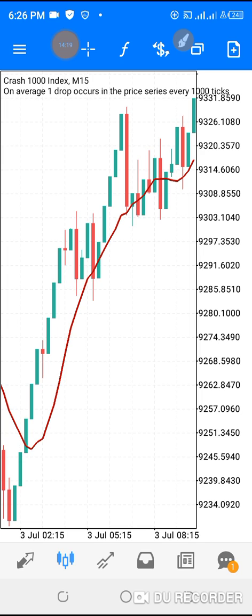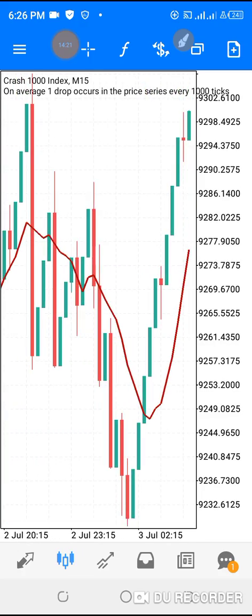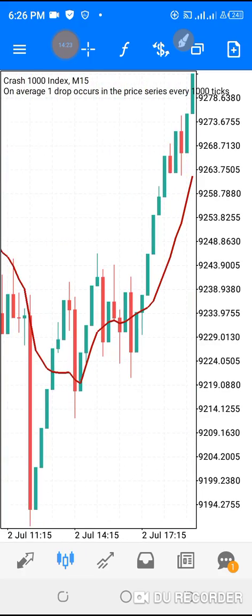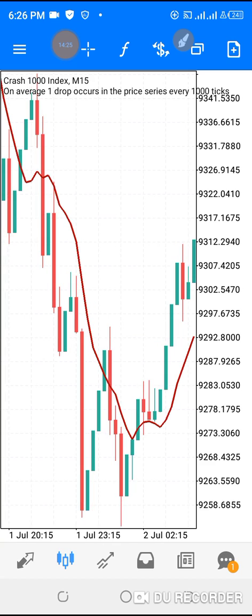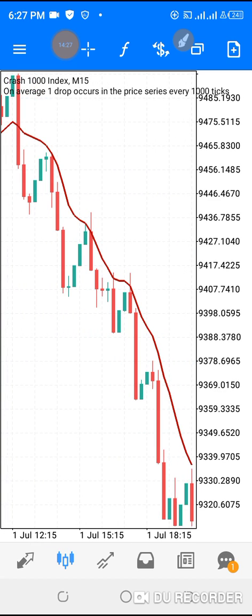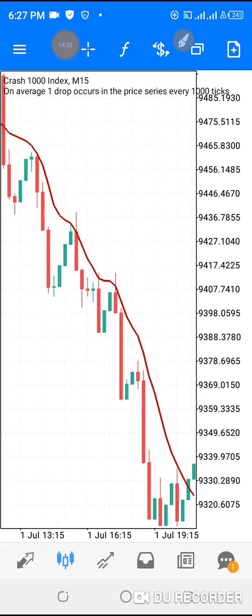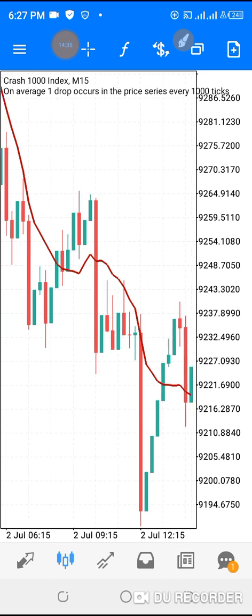No. So I've been saying that boom and crash is the hope for all new traders. Boom and crash is the hope. You can be trading small, scalping small, and even catching spikes without losing big in the industry. So this is the strategy.